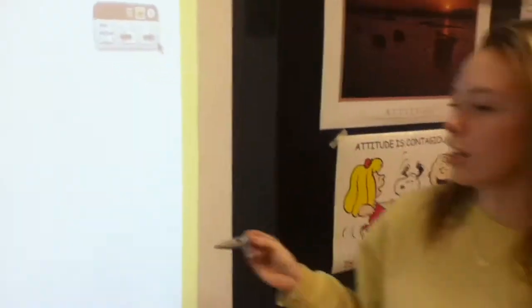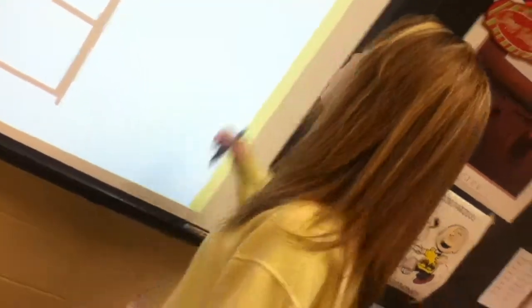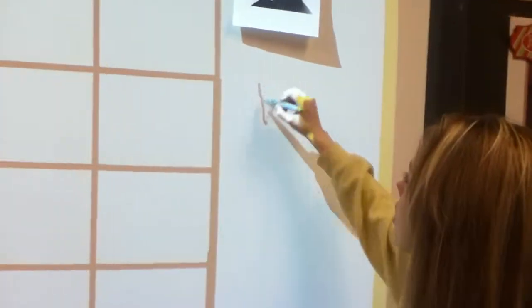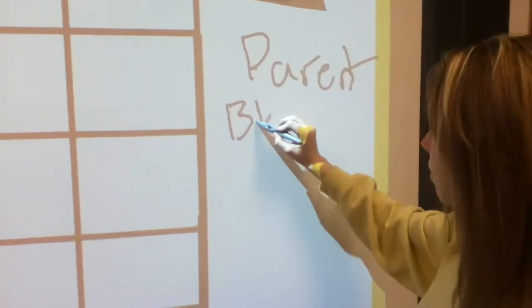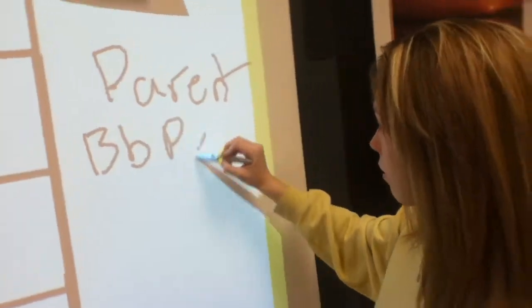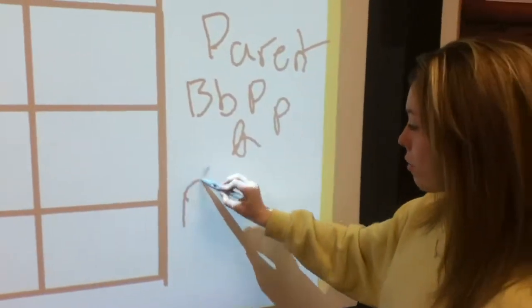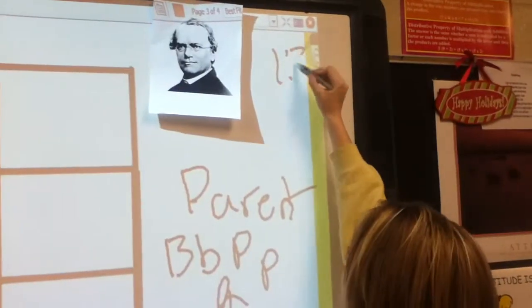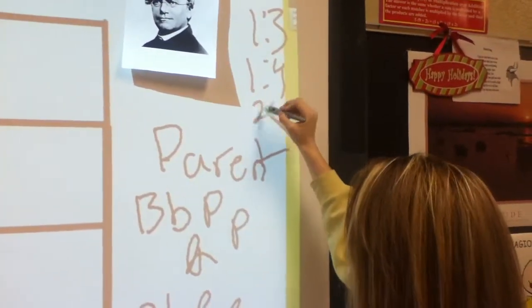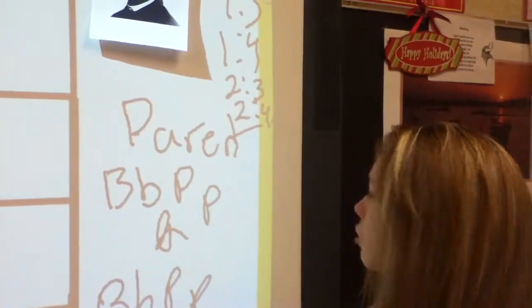Next, I will be explaining a dihybrid cross Punnett square. In this case, we're going to say the parent genotypes are big B, little b, big P, little p, and I'm going to use both traits heterozygous again. When you determine which 2 traits go on the top line or the side line of the Punnett square, you just remember this ratio: 1 to 3, 1 to 4, 2 to 3, and 2 to 4. Sorry, that's kind of crammed in here.